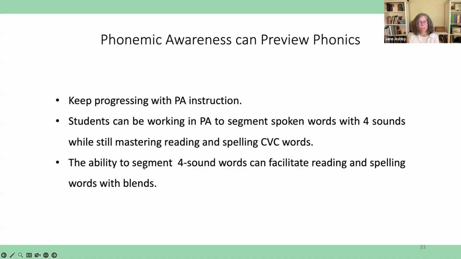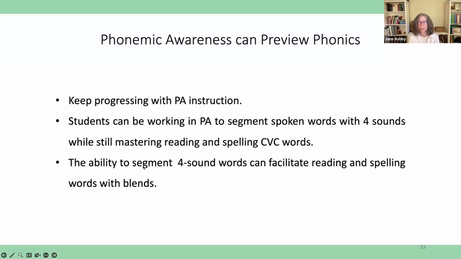That's not a problem, right? Because we're operating orally. It's a different skill. They don't need to know the phonics skills in order to do the PA task. So they can be working ahead with 4 sounds. So the ability to segment the 4 sound words can facilitate reading and spelling words with blends. So I'll just throw this out there as a thought. If you disagree, that's completely fine, but it's just a thought.